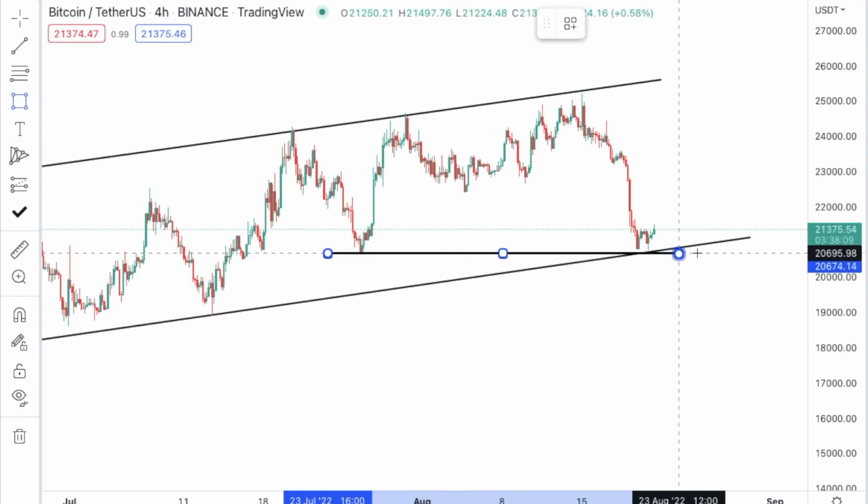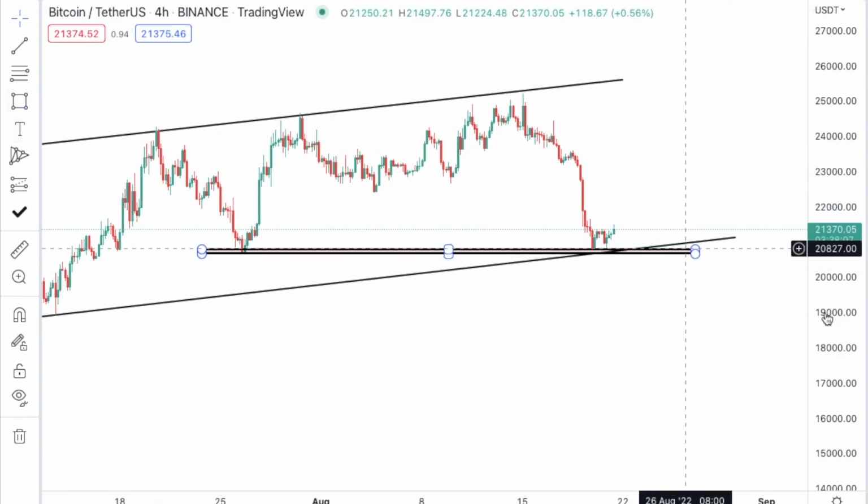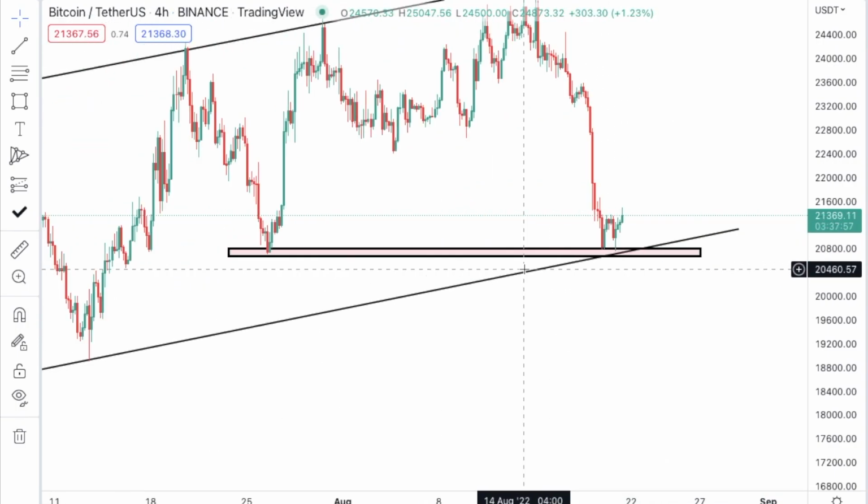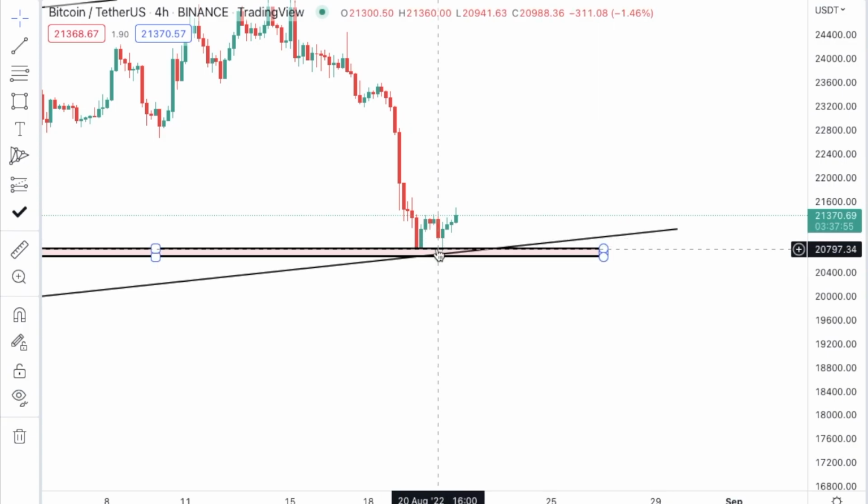The other thing is we do have a final base on the bottom. This was also acting as support. And now we have two levels of support, a double bottom formation. And if you look a little bit closer, we also have another double bottom.